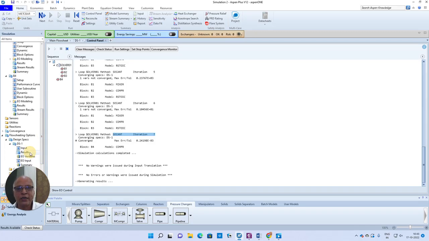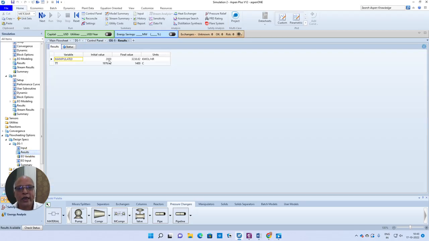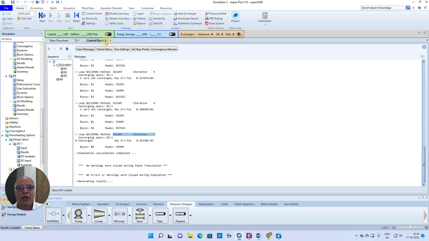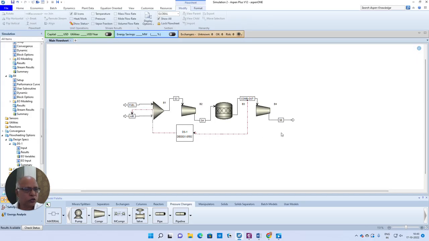Now let us look at the results. When we used an air flow rate of 2000 kilomoles per hour, we got a temperature of 1976. But when we increased it to about 3038, we were able to get to the required temperature. So this is one issue in this problem. Now let us look at the other issues.